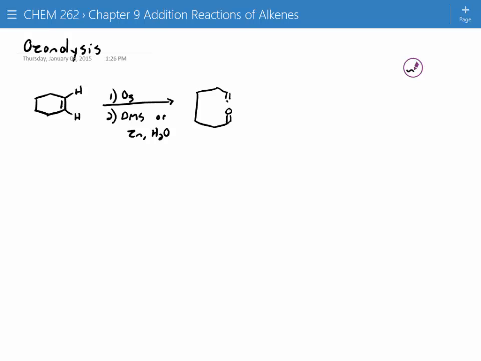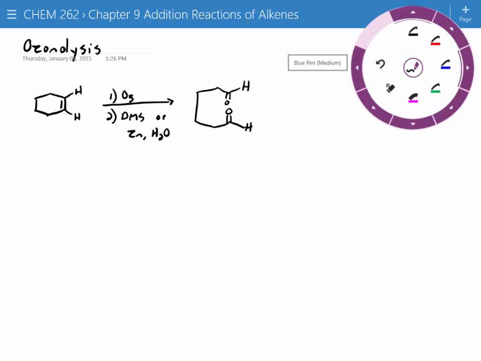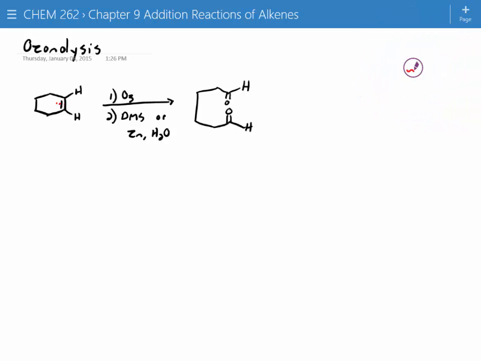And I'm going to draw it kind of funky at first. But essentially all we've done with this product is we've clipped this double bond and we've added in 2 oxygens onto it. So it's a ring opening reaction. If you notice, the carbon on each end of the alkene had a hydrogen attached. It still has a hydrogen attached. So in this case, we're forming aldehydes.